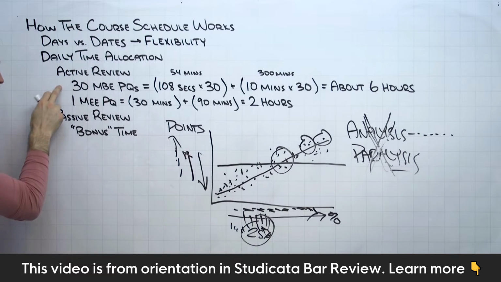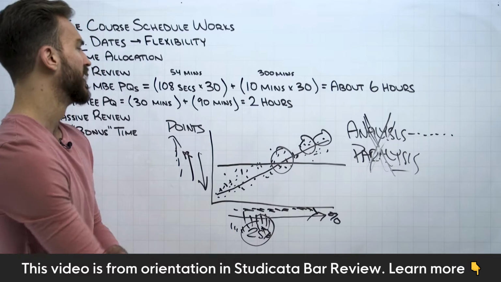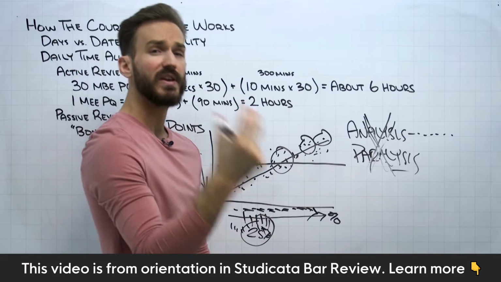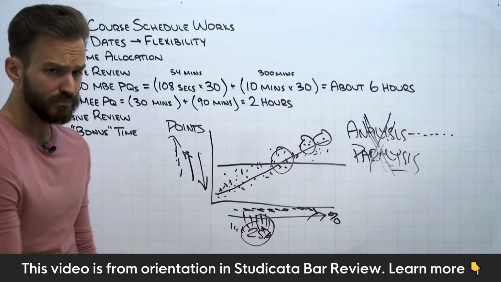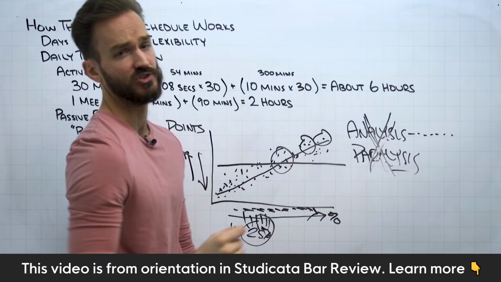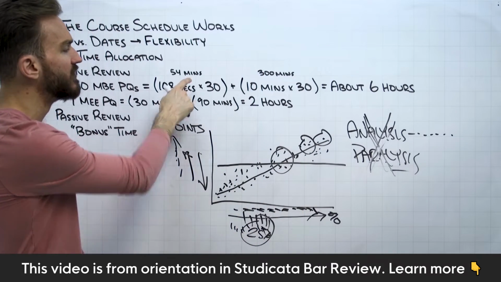So if we assign 30 MBE questions, we know we're going to first have you do it under bar exam conditions. So you multiply 108 seconds by 30 questions. That means 54 minutes of time should be spent on actually doing the practice questions under bar exam conditions, sitting there, reading them, completing them. So we know that's 54 minutes.